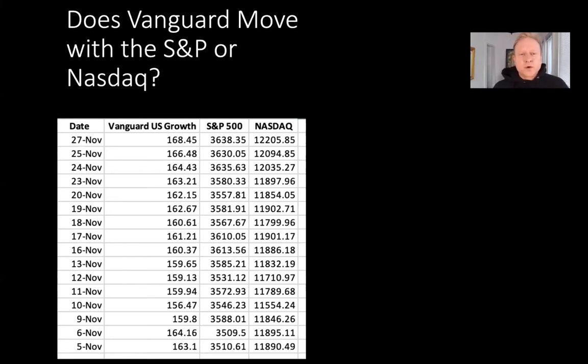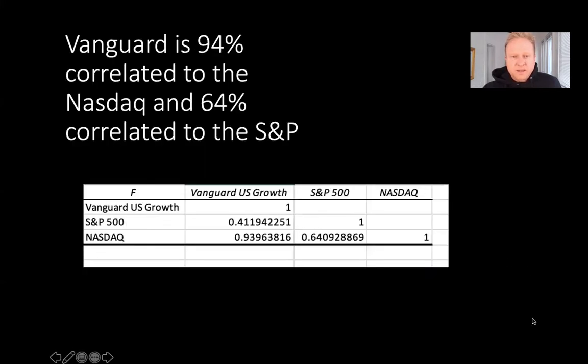Now we come up with another question. Does the Vanguard move with the S&P or the Nasdaq? Well, we know that Vanguard moves 93.9% with the Nasdaq, but what about the S&P? So when we go into Excel, we can do correlation on multiple variables. So Vanguard correlates with itself. Every day, the Vanguard fund compared to the Vanguard fund is always going to be 1.